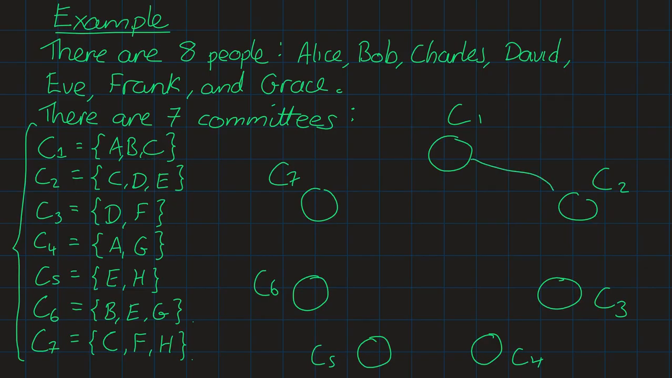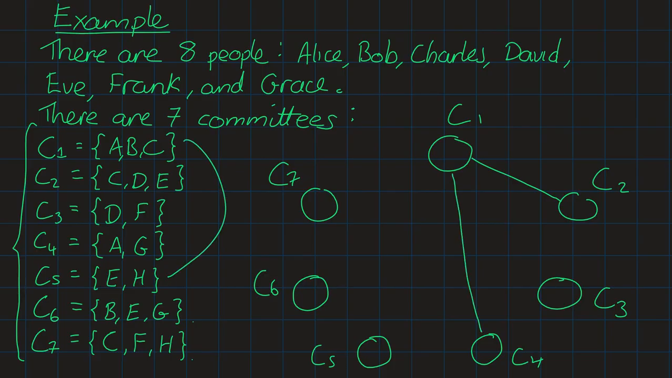So that means I draw a line like this. Okay? Because Charles needs to be in both of these committees. So C1 and C3, is there a conflict? There's no conflict. There's no overlap in the participants. C1 and C4, well, now there is a conflict. So I draw a line.